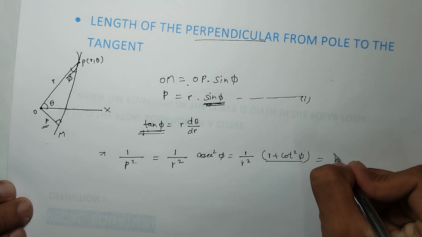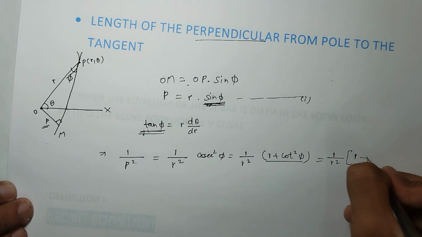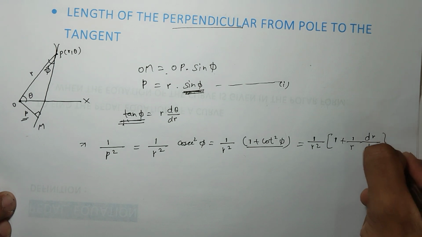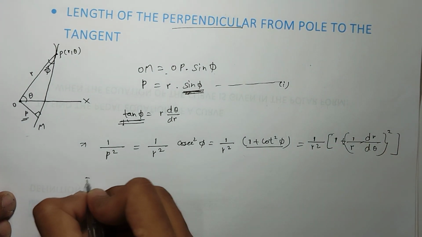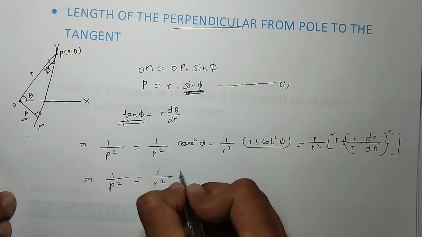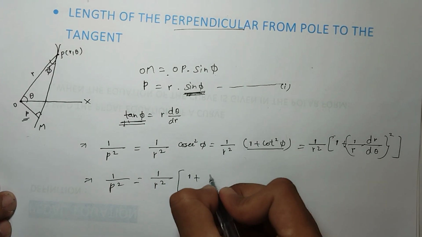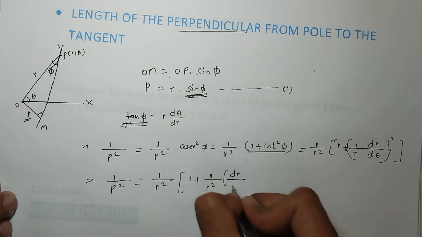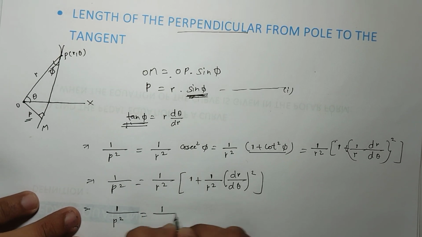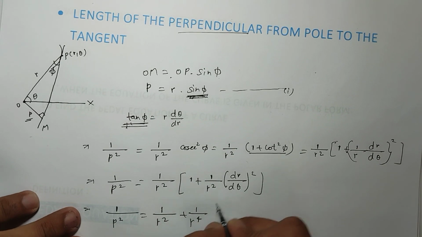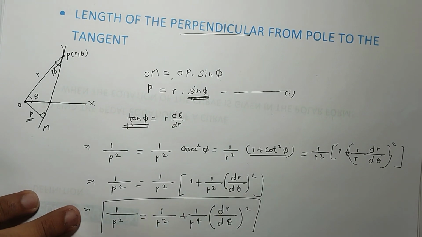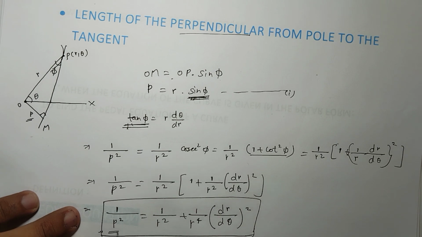Now we know the value of tan φ, so we can simply derive cot φ from it, that is 1/r dr/dθ. Now we have to simplify this further. I can write 1/p² = 1/r² [1 + (1/r² )(dr/dθ)²]. Now we get 1/p² = 1/r² + 1/r⁴ (dr/dθ)². This is our required length. Here we can find p easily.